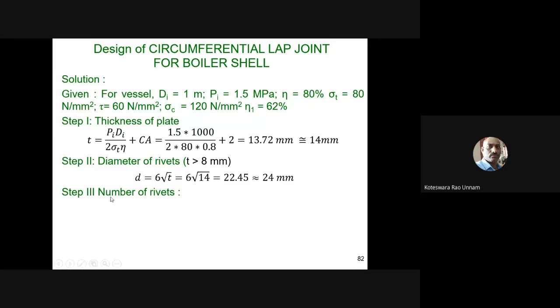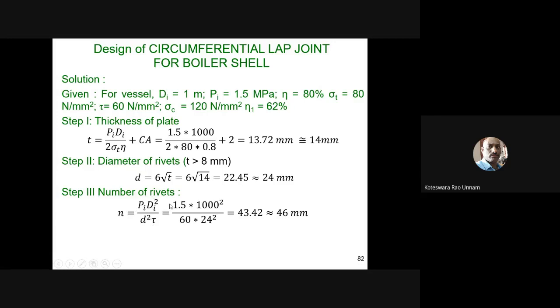To find the number of rivets, in the previous class we discussed that you need to equate the shearing strength of the rivets to the applied load, or the force acting on these rivets. Since it is a lap joint, all the rivets are in single shear. So if n is the number of rivets, n into π/4 d square tau is the shearing strength of the rivets. If you equate that to the applied force, that is, the cylinder is subjected to a longitudinal force of π/4 into this capital D_A square into internal pressure Pi. If I rearrange the equation, I'll get the expression for n as Pi D_A square by d square tau.